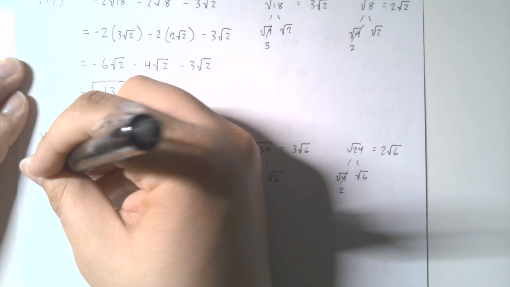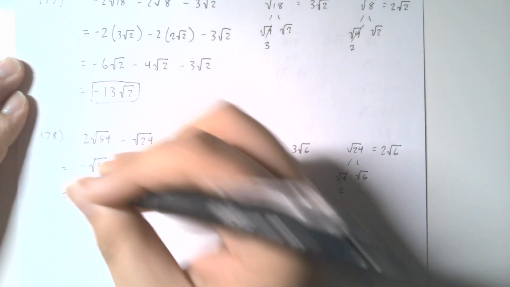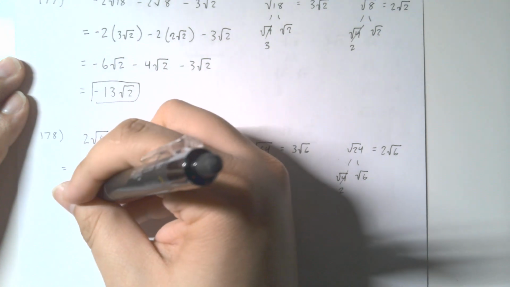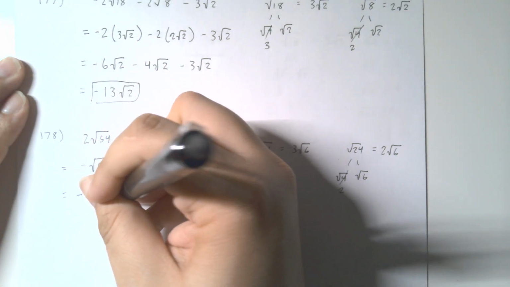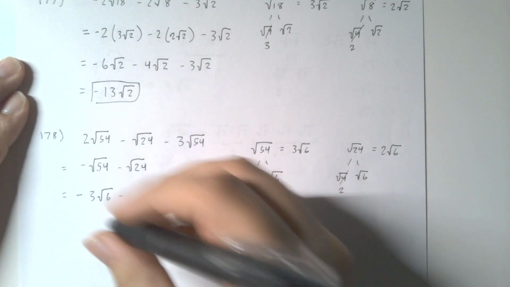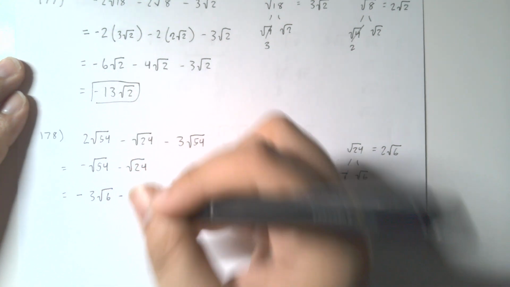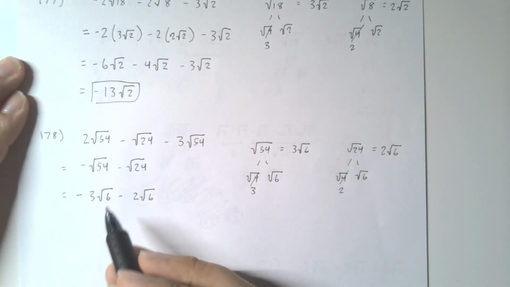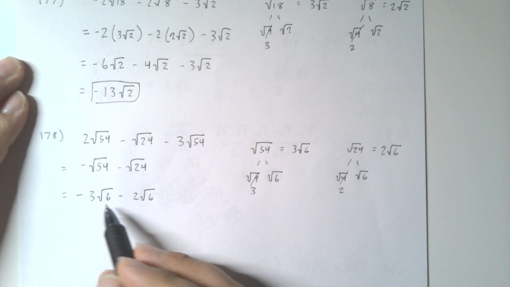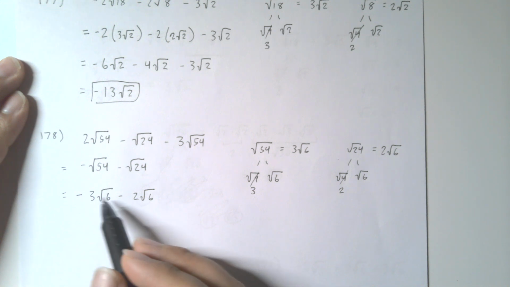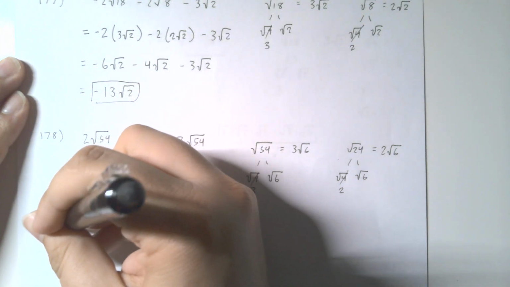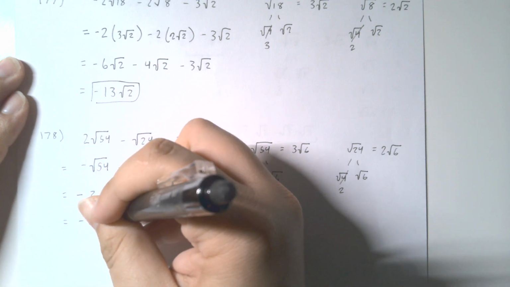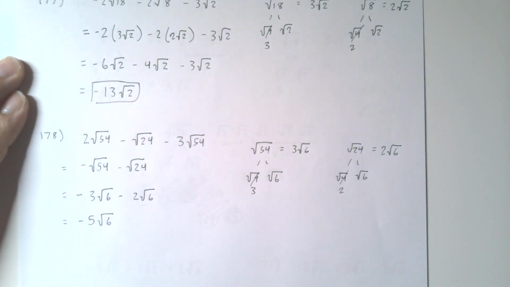Which means we can now rewrite this as negative 3 square root of 6 minus 2 square root of 6. We have negative 3 square root of 6 minus 2 square root of 6. So negative 3 minus 2 is negative 5. And so we have negative 5 square root of 6.